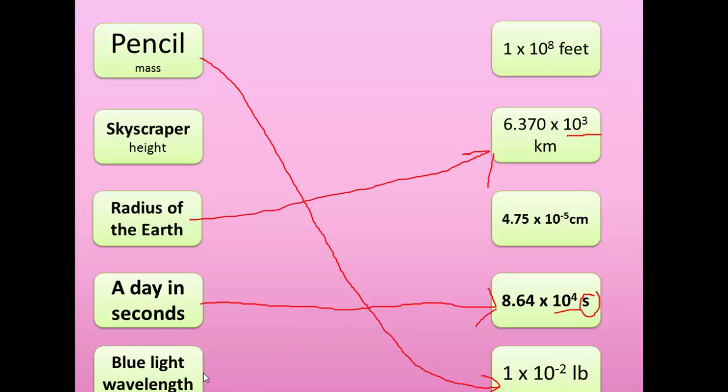The wavelengths are actually really, really small, so make sure you have a really small exponent. And your skyscrapers, make sure you have the right units there, and that when you put it in standard form, it makes sense.